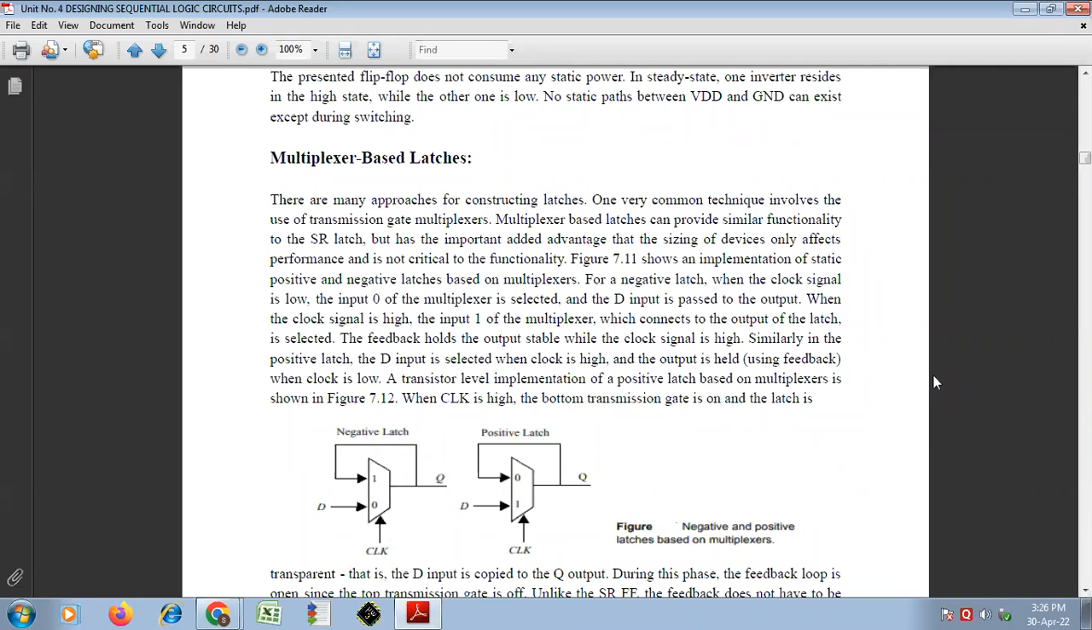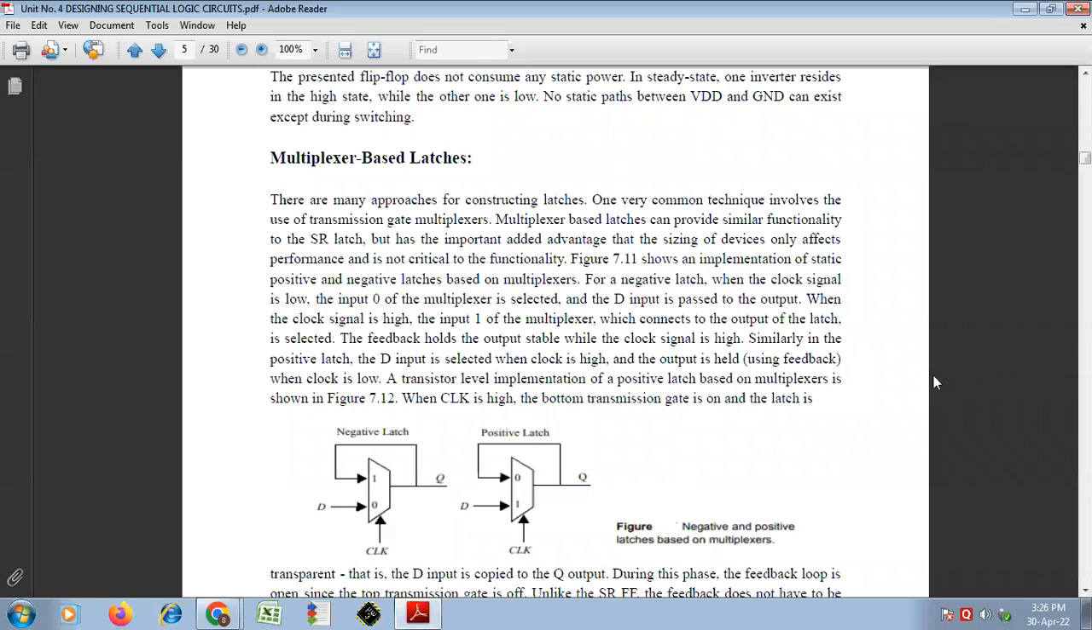Now we are going to start with the multiplexer based latches. Now there are many approaches for constructing latches. You can go for a simple storage element using flip flop, it is possible, but with the help of multiplexer also, it is possible. So there are many approaches to construct and develop different latches, and one of the very common techniques involves the use of transmission gate and multiplexer.